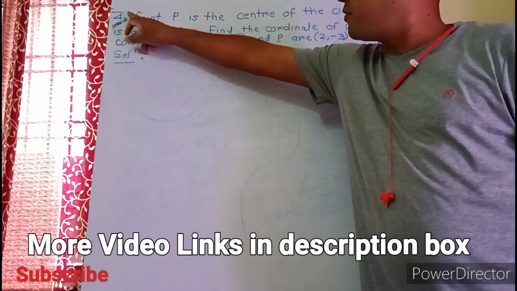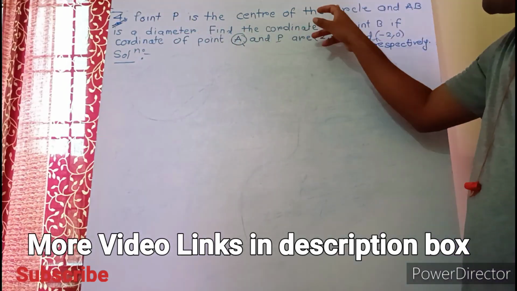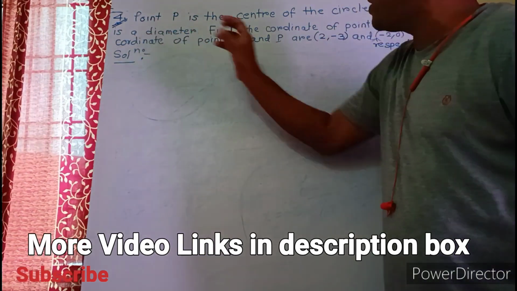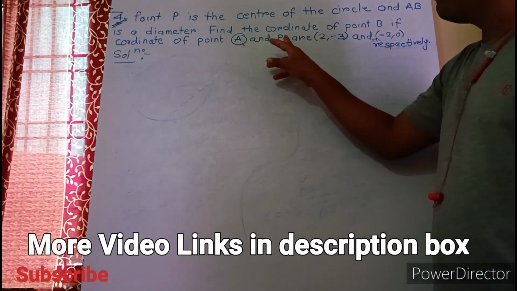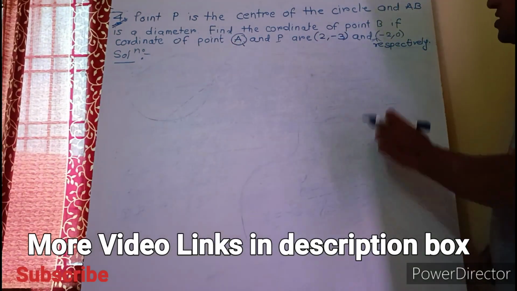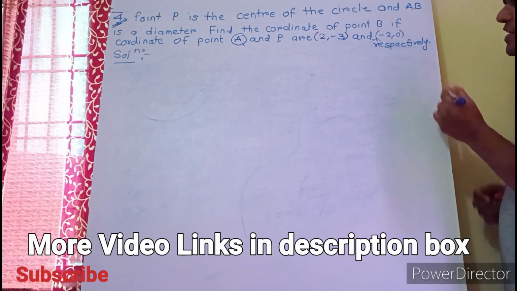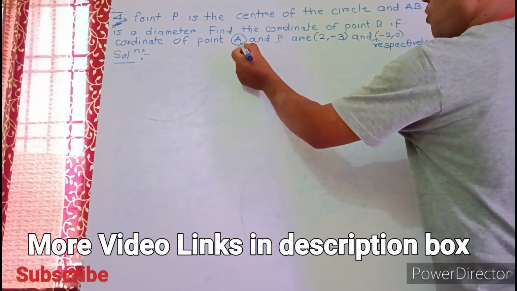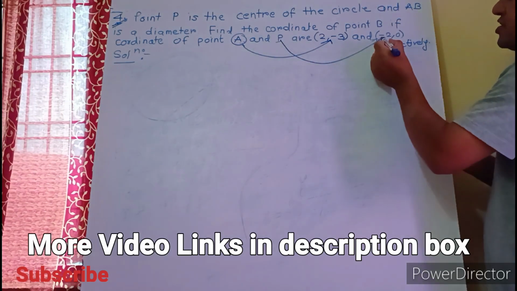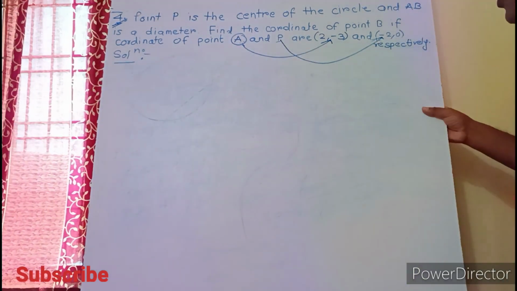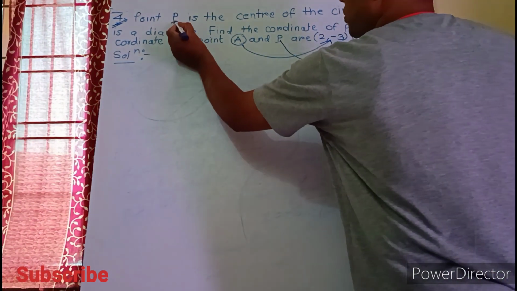Now next question, question number 4. Point P is the center of the circle and AB is a diameter. Find the coordinate of point B if the coordinates of points A and P are (2, -3) and (-2, 0) respectively. It means that point A has coordinate (2, -3) and point P has (-2, 0). Now this P is the center of the circle.